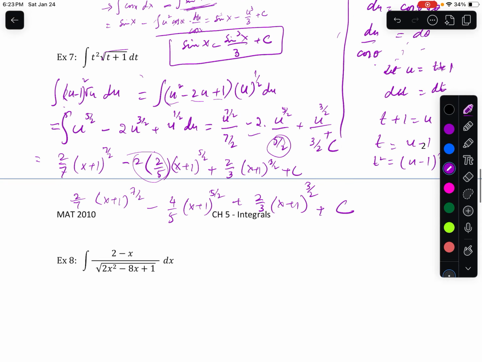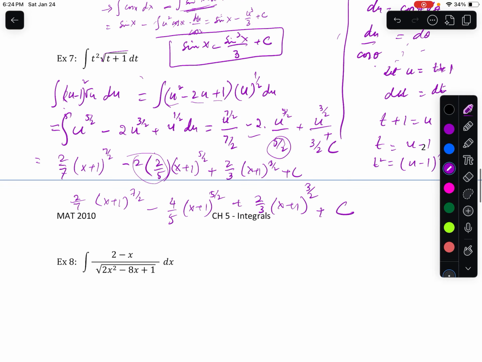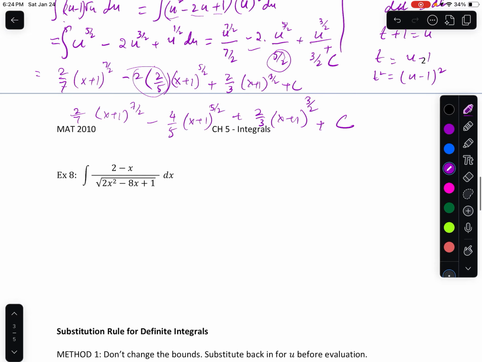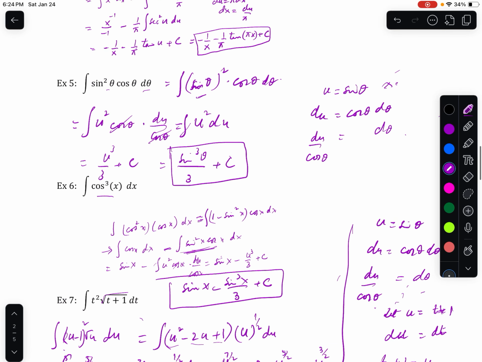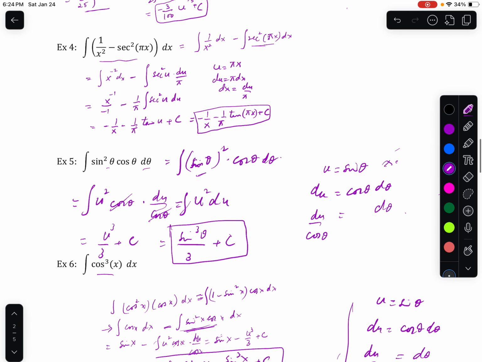Okay, one more example. So here we are given this expression. Note here now, we have something at the bottom. In most of the previous problems, we didn't have much in the bottom. Most of the terms were on the top. So how do I do this?